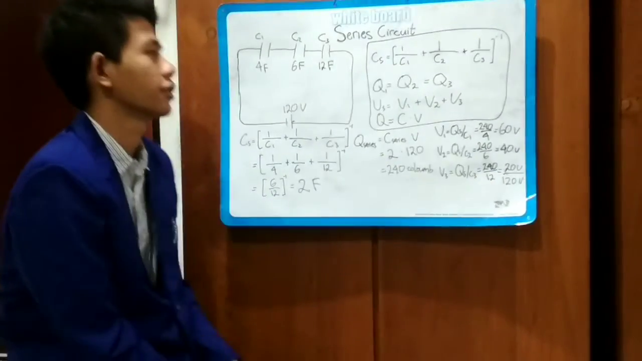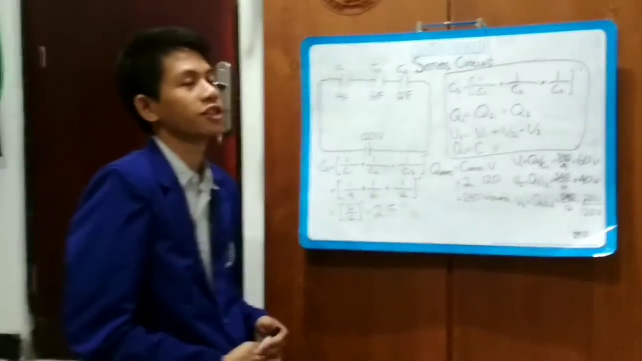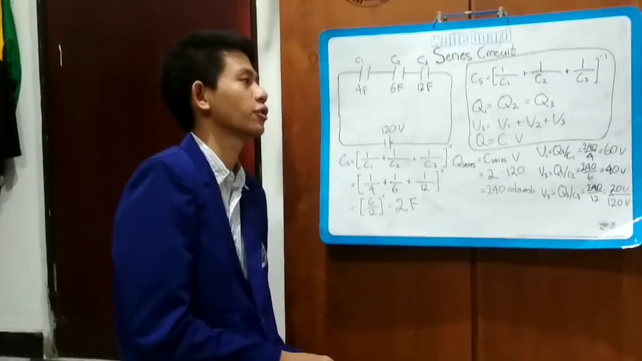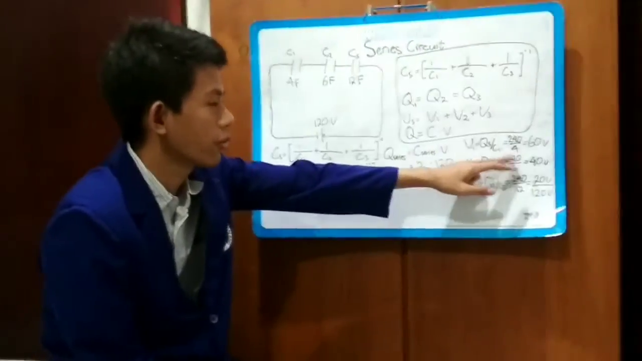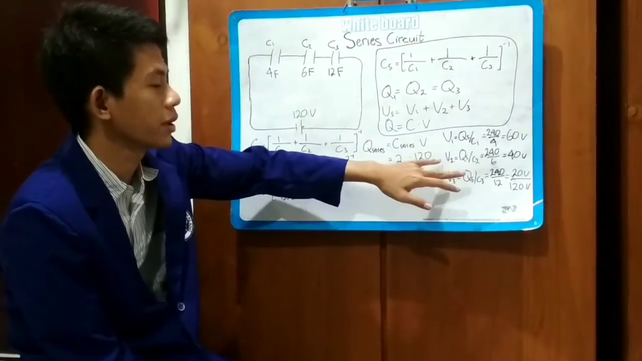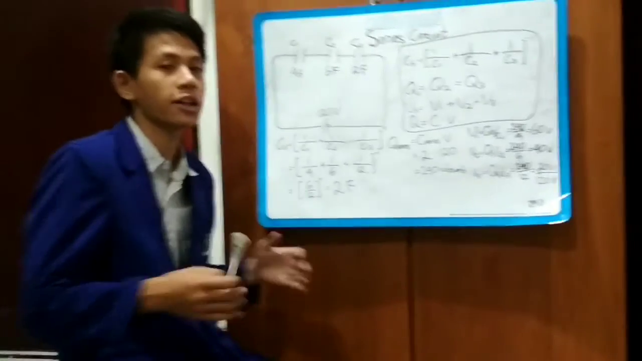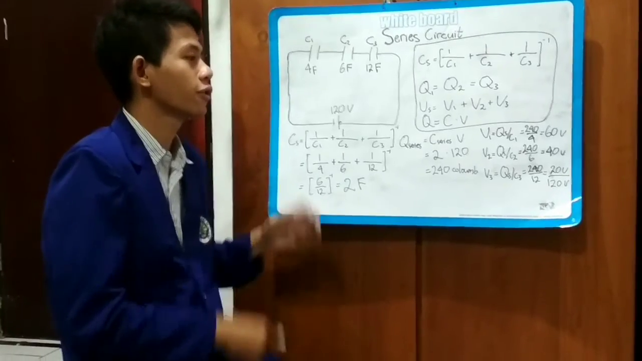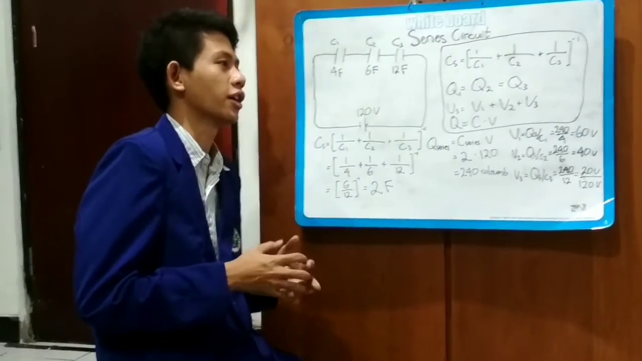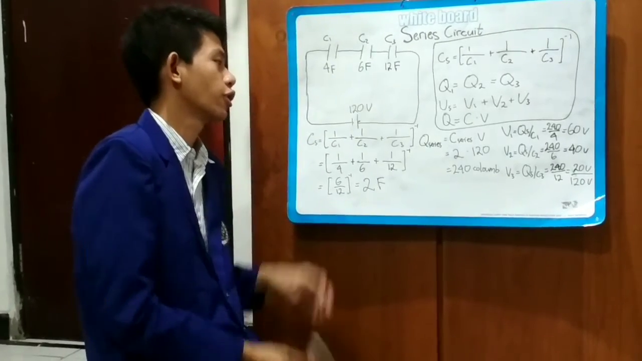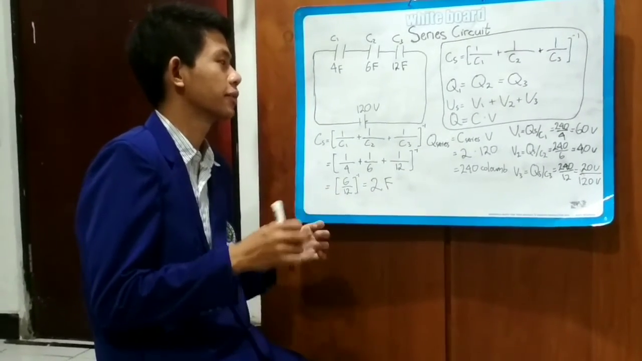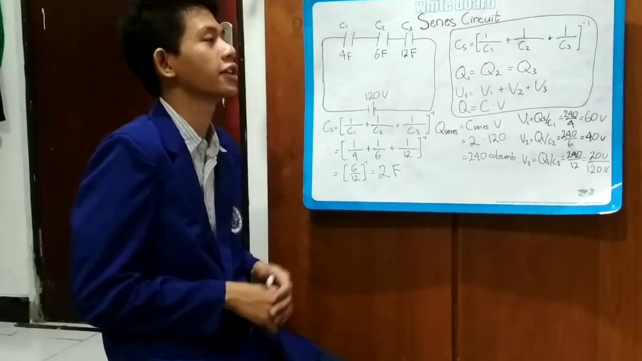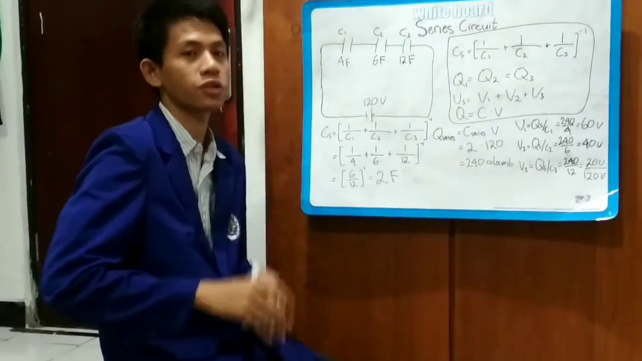20 volts. Yeah. So if you want to check whether your answer is correct or not, you can add your voltages V1 plus V2 plus V3 and compare it with the voltage of the battery, and if you have the same value, it means your answer is correct, your calculation is correct.